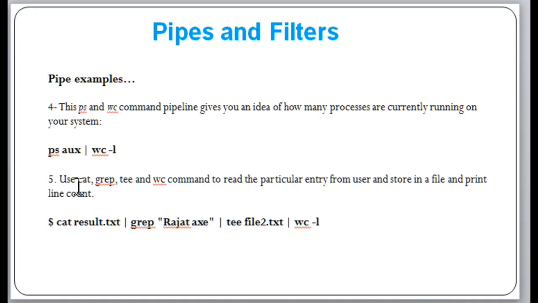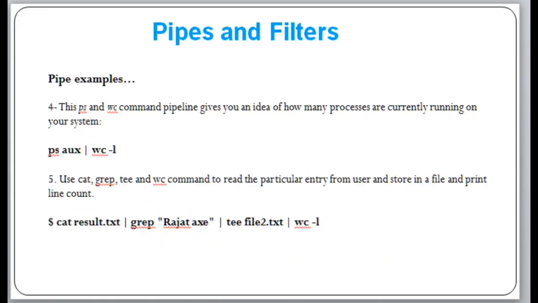We can also use the cat, grep, tee, and wc commands to read a particular entry from a user, store it in a file, and print the line count. So we cat the file result.txt. We grep the phrase rajatx. We pipe that to tee file2.txt. We give it a word count, okay? So it's storing the input from this into the file2.txt. That's going to give us a word count, okay?